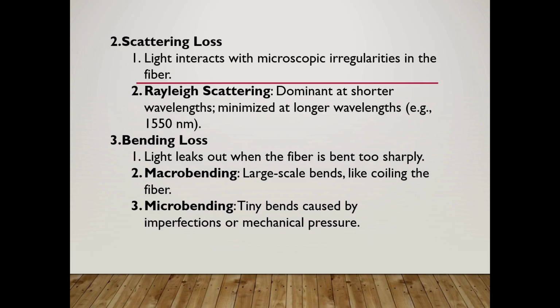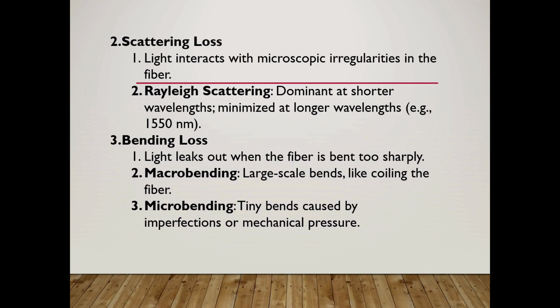Rayleigh scattering is especially pronounced for shorter wavelengths of light, which is why modern fibers are designed to operate at longer wavelengths, such as 1550 nanometers, where scattering is minimized. The third type of attenuation loss is bending loss. Bending loss happens when the fiber is bent too sharply, causing some of the light to escape from the core into the cladding or outside the cladding.